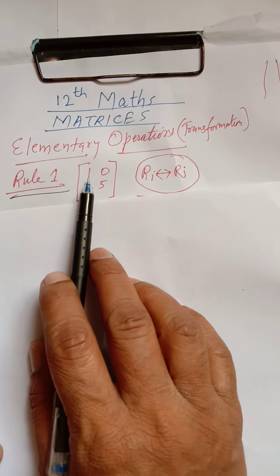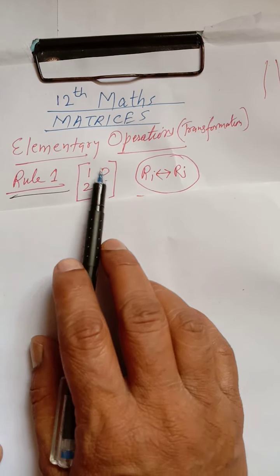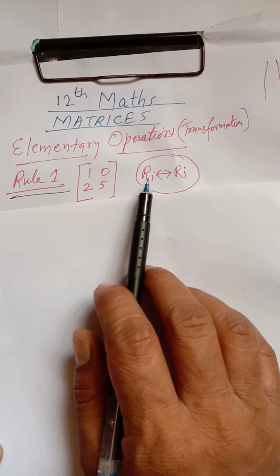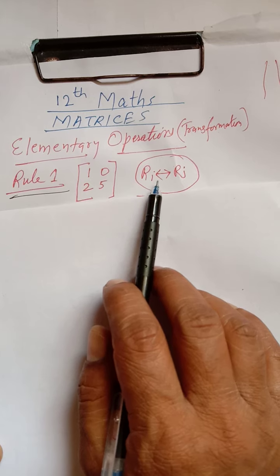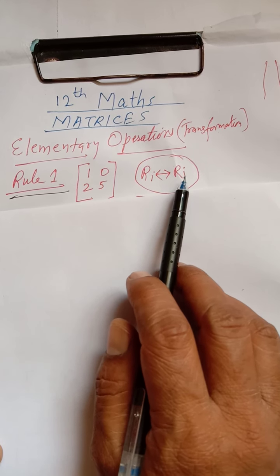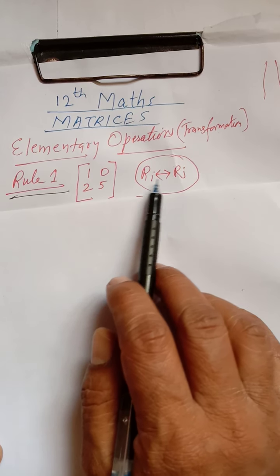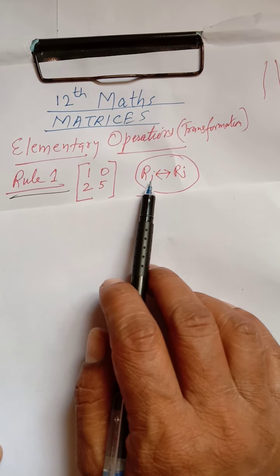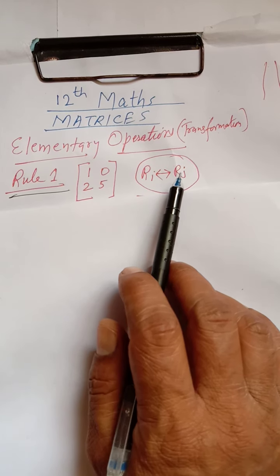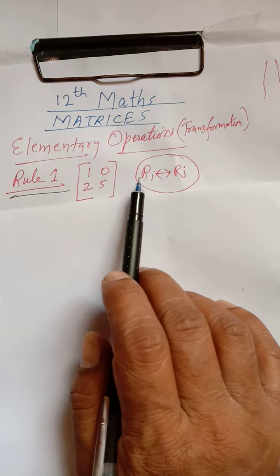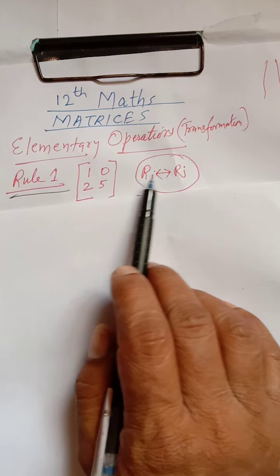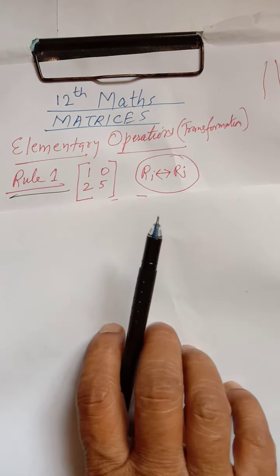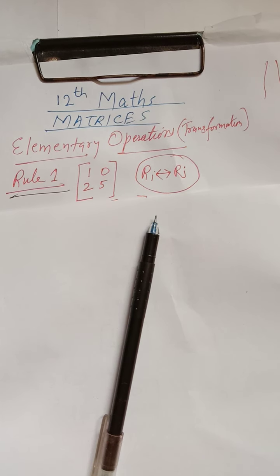that, see, I have taken one matrix 1, 2, 0, 5. First column is 1, 2, second column is 0, 5. See, this is the rule: Ri is interchanged with Rj. Here i and j can be any number. It can be 1, it can be 2, it can be 3, as per the requirement, as per the situation. So dear children, it means that we are interchanging two rows. You can take any two rows and interchange them.